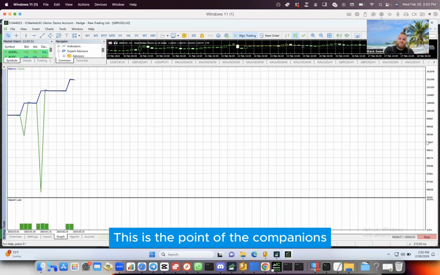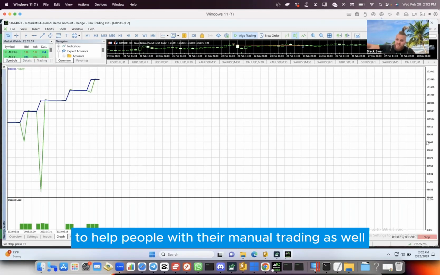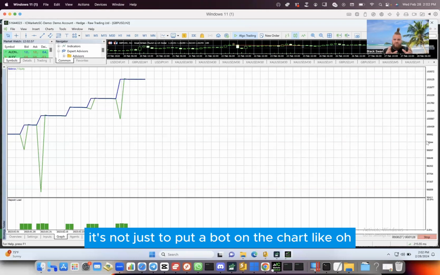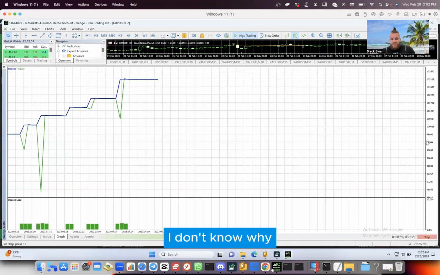This is the point of the companions, to help people with their manual trading as well. Not just to understand how it's working. It's not just to put a bot on the chart like, oh, it's making money, I don't know why. Oh, it's losing, I don't know why.